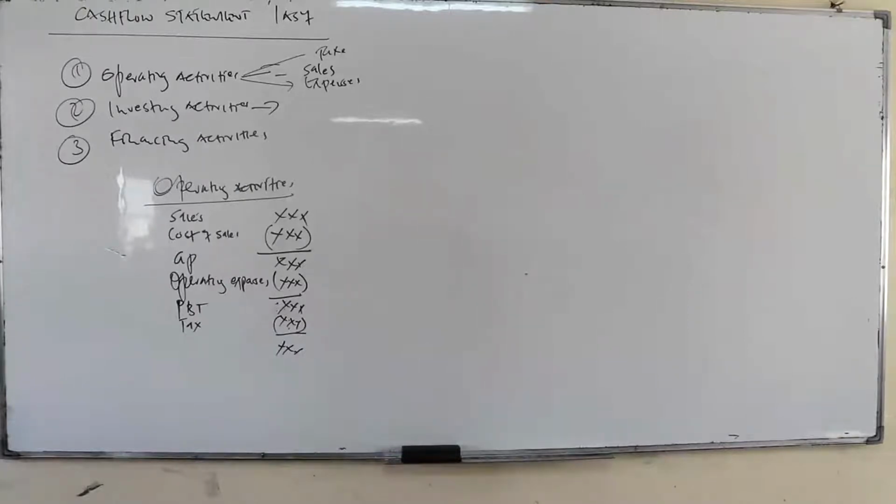Now, the indirect format adjusts the profit before tax for the following: non-cash items of expenses and income. I'll explain the format through the use of a question. So the first question I want us to look at is November 2017, question number 2B, cash flow statement.